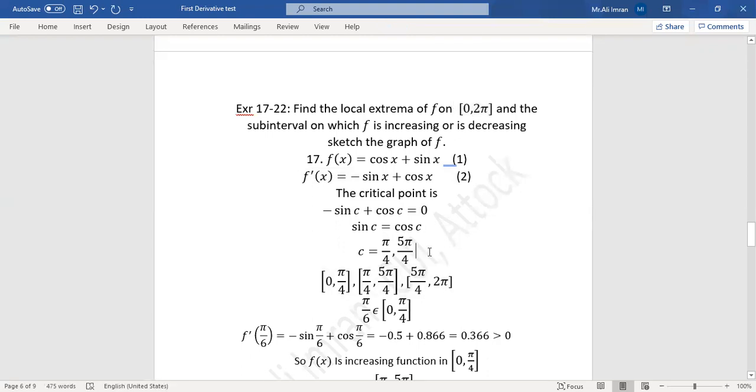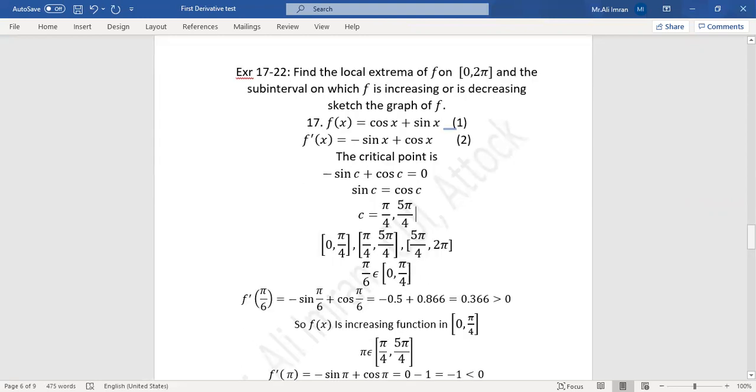With the help of these critical points, we will construct different intervals. We have to find the subintervals, starting from the minimum value 0 and ending at the maximum value 2 pi: 0 to pi by 4, pi by 4 to 5 pi by 4, and 5 pi by 4 to 2 pi. Now we will check the behavior of the function in each interval by taking a test value from each interval.